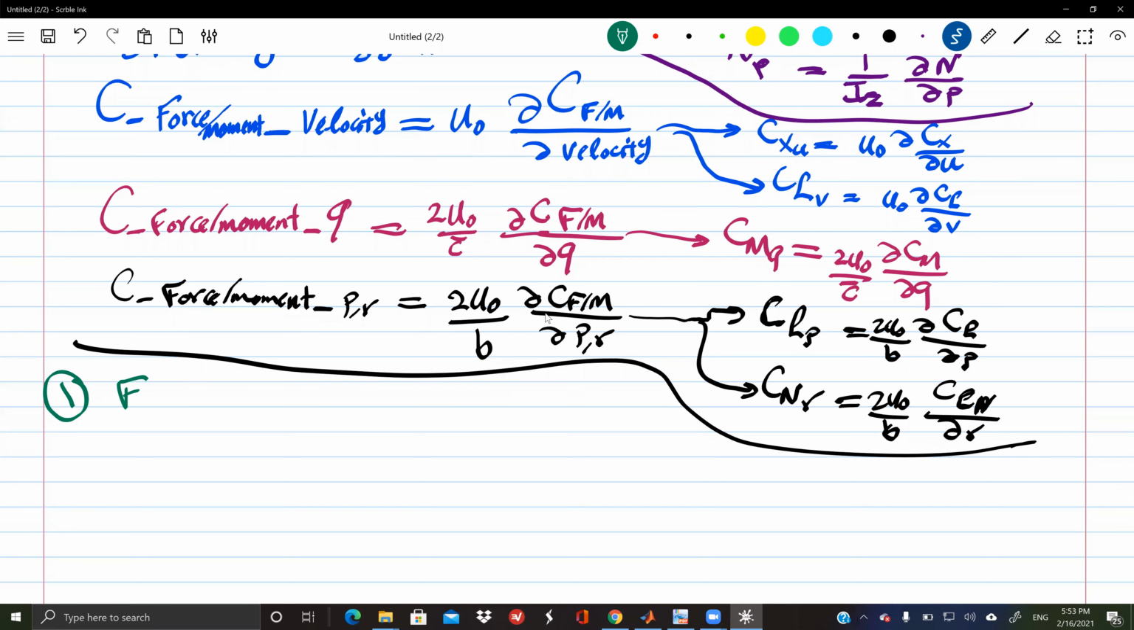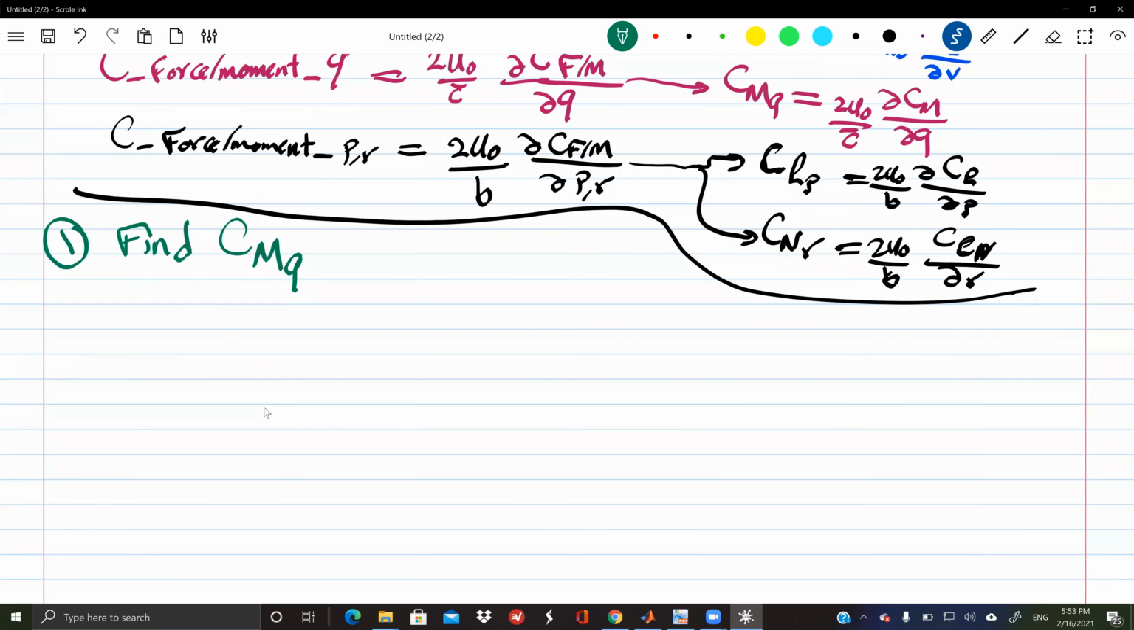Let's find or derive CMQ. And again, this is just to give you an idea. This is really not very different from what we have been doing so far in the first half. We were talking about CM alpha. What is this? C stands for coefficient, right? And please pay attention here.